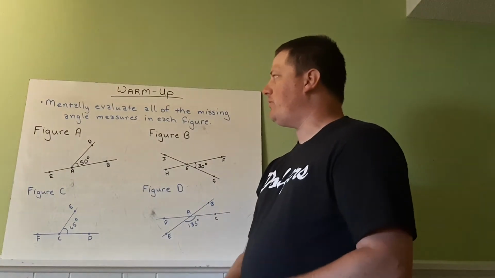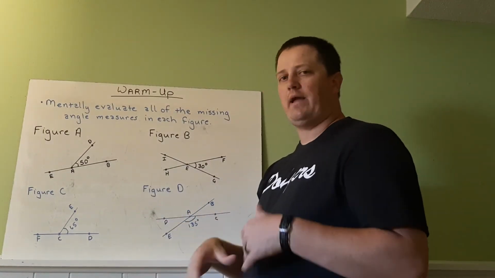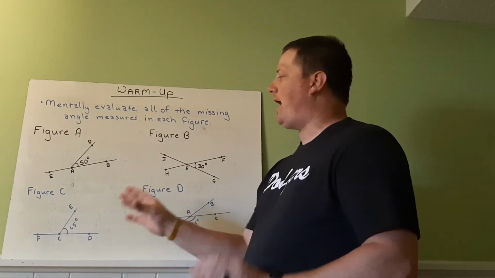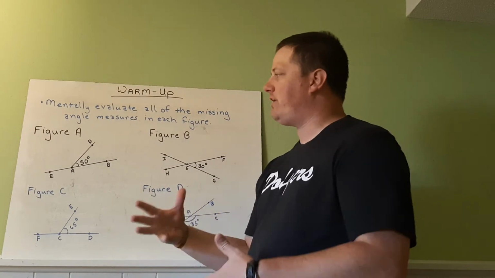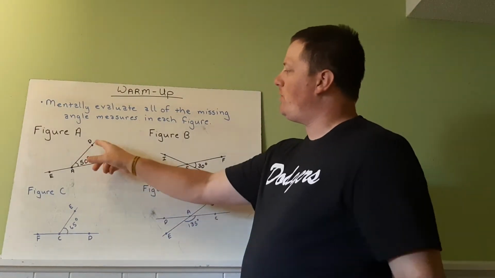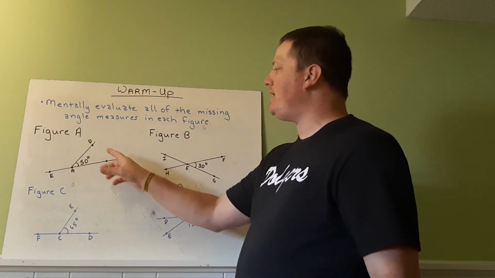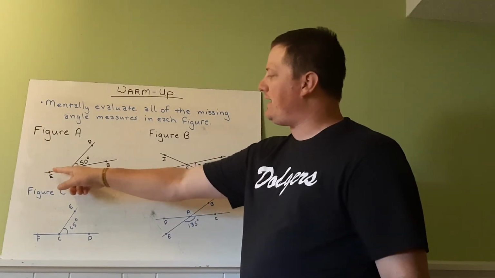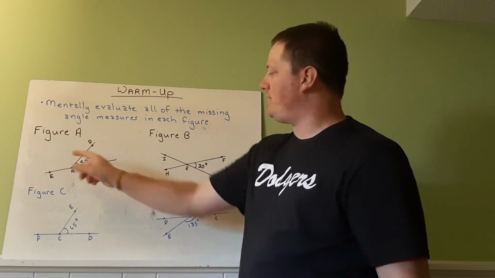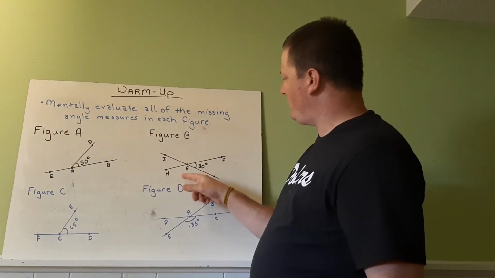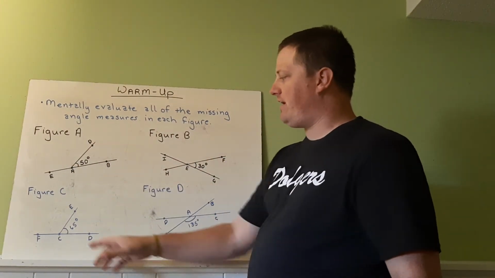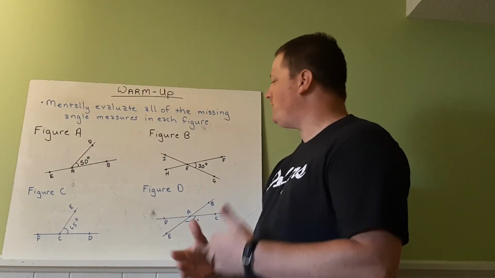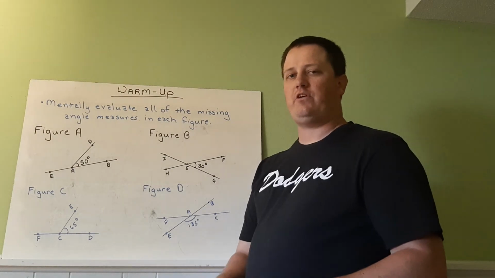What I'd like you to do is evaluate, mathematically figure out, and try and do these in your head, how big the missing angle is. So for example, in A, we have angle DAB as 50 degrees. I need you to figure out how big EAD is. How big is this missing here? So there's 3 angles in figure B for you to figure out, 1 in C and 3 in D. I need you to figure out those missing angles as best you can.